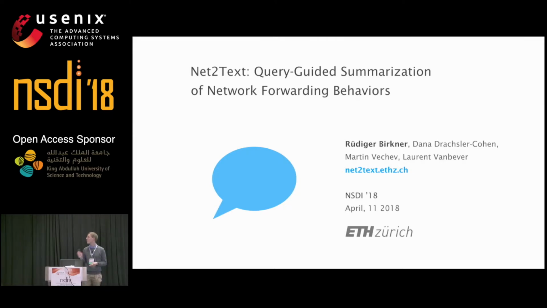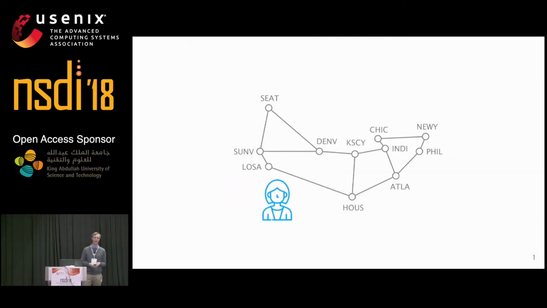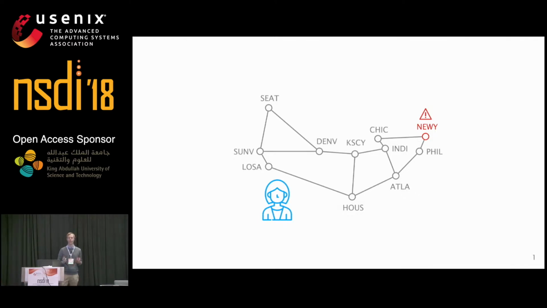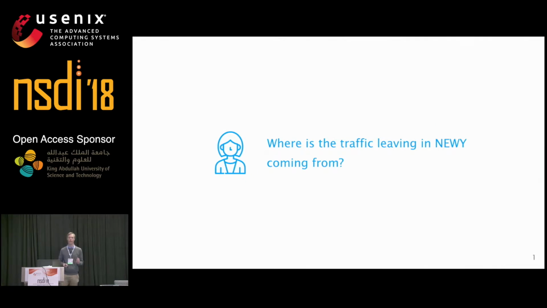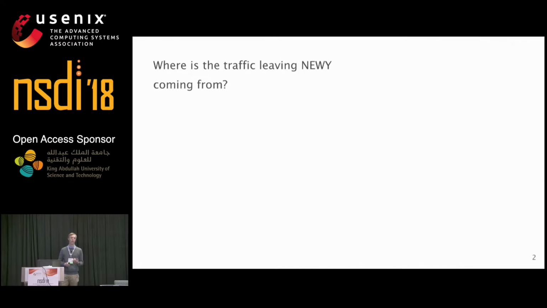But for now, put yourself in the shoes of this network operator. All of a sudden, you get an alert that the egress in New York is reaching its maximum capacity. You want to relieve some of the burden from New York, and you ask yourself, where is all of this traffic leaving in New York coming from? So to answer this question, you look at the forwarding state to understand where the traffic is going through. You look at the traffic statistics to understand which traffic is actually present in the network. And in the end, you can identify the few important destinations which you want to reroute.